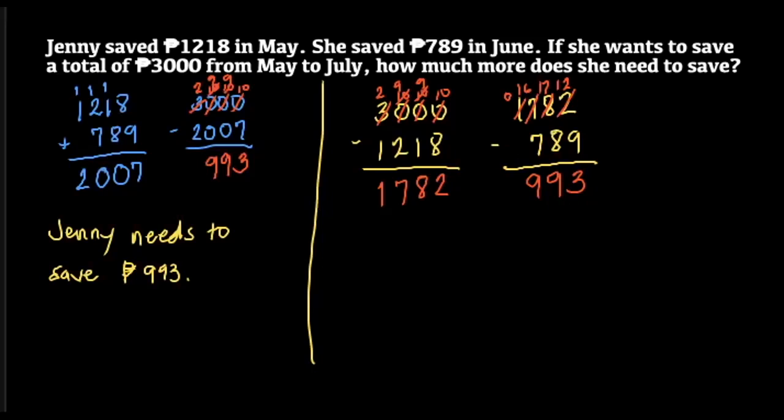Don't forget to always check your work by doing the reverse, okay? Especially when you are subtracting across zeros. All right, so let us now try the next word problem. This time, it's your chance to solve it on your own first.